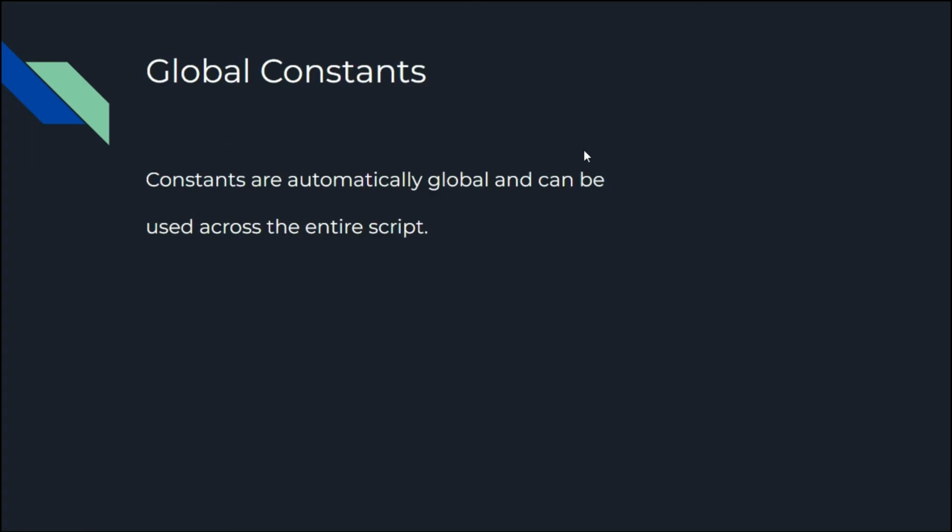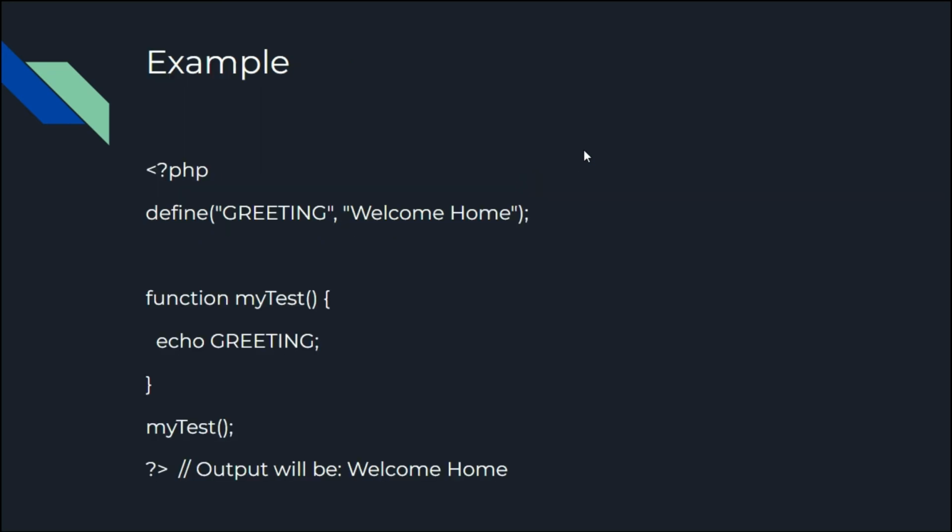Global constants are automatically global and can be used across the entire script. In this example, we will use a constant inside a function even it was defined outside of the function.